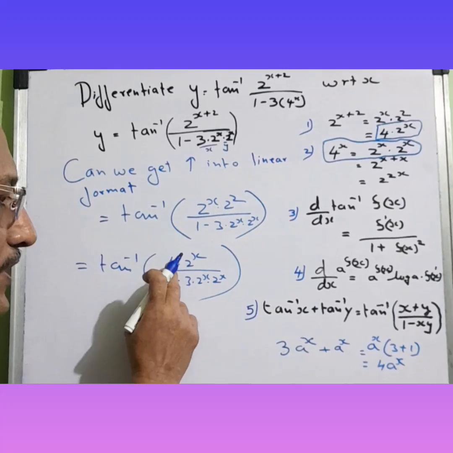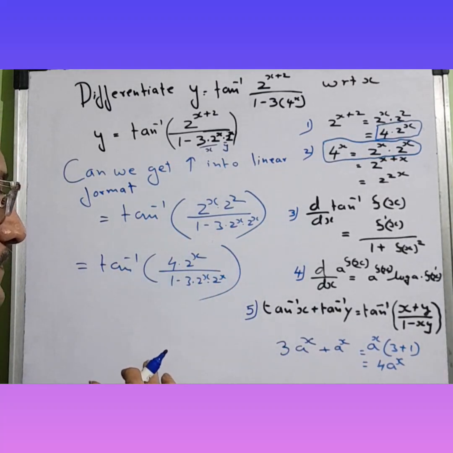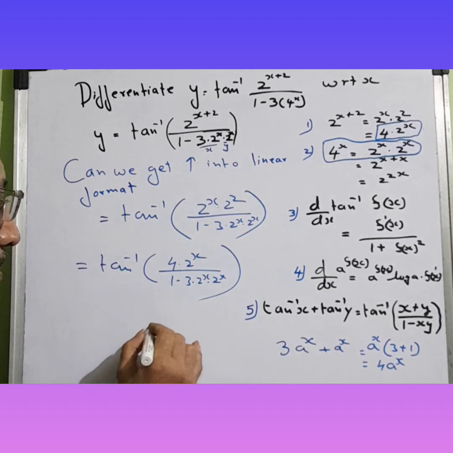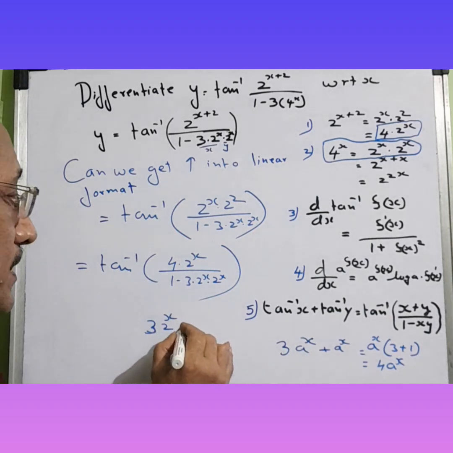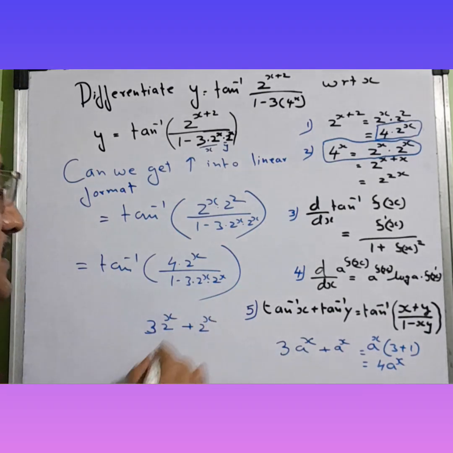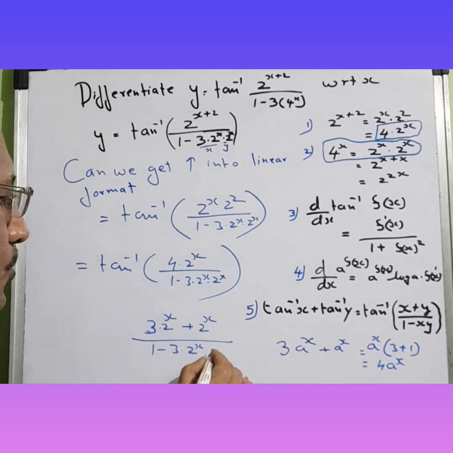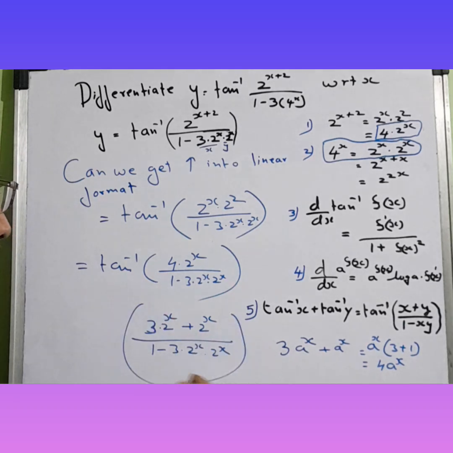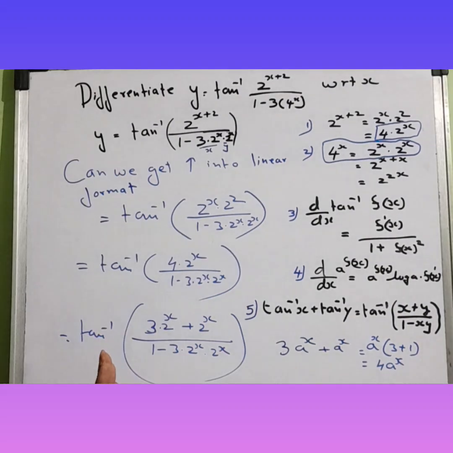So, can't we do it like this? Can't we just split it up in terms of 4, into 3 into 2 raised to x plus 2 raised to x upon 1 minus 3 into 2 raised to x into 2 raised to x? Alright, tan inverse. Now we have not changed the meaning.